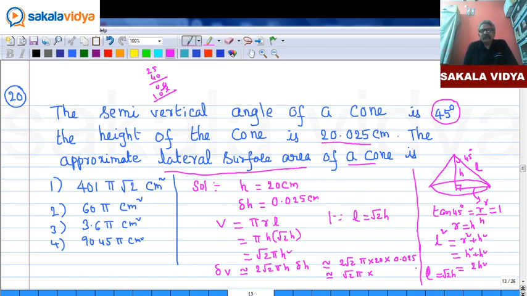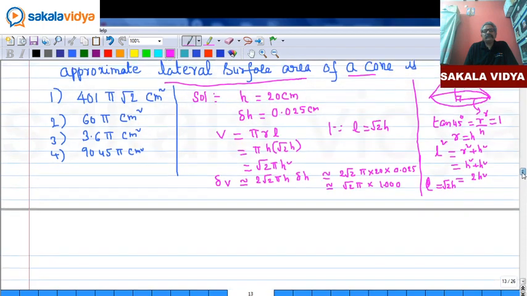To 40 into this one, here 1000 you need to write. How many points? 3 points, 1. This will be equal to root 2 pi. We know the delta V. Now the approximate value of surface area you need to find out. So that we can find out.